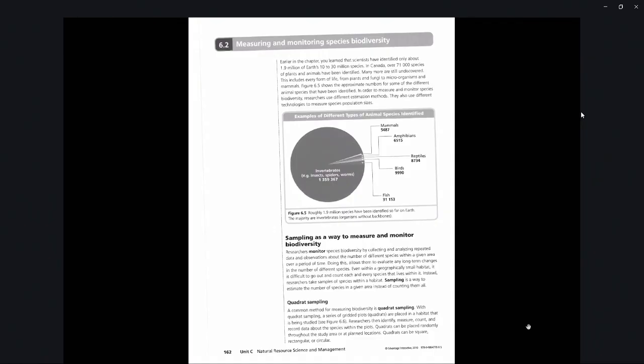So what we need to do is come up with ways to sample biodiversity in an ecosystem. And in particular, we want to look at how we sample biodiversity over a period of time, right? So we check in, we see what the biodiversity is at a certain time, and then we keep track of that, and we just keep checking back in. And every time we check back in, it gives us an idea of how that ecosystem is doing.